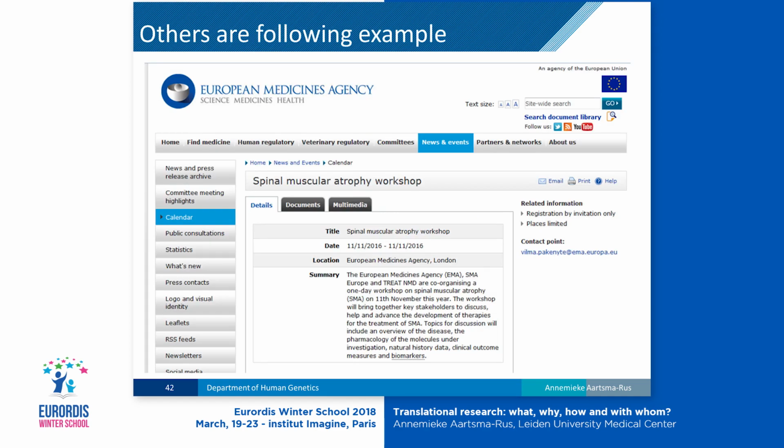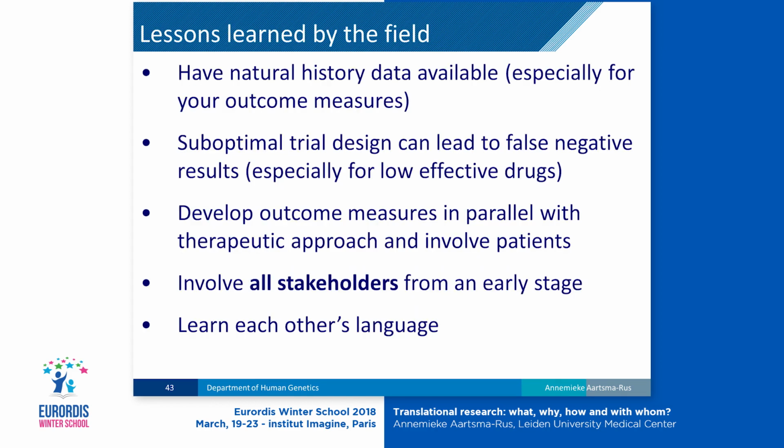And this works quite well. We did this for DMD, and the spinal muscular atrophy (SMA) field has adopted the same approach, and they organized a huge workshop with EMA as well in 2012.